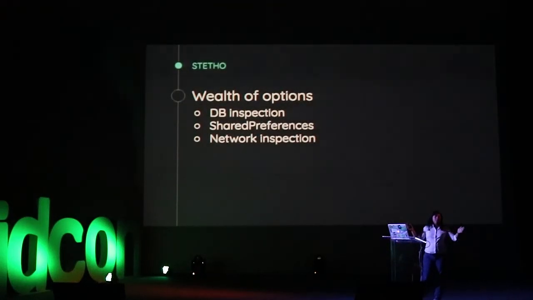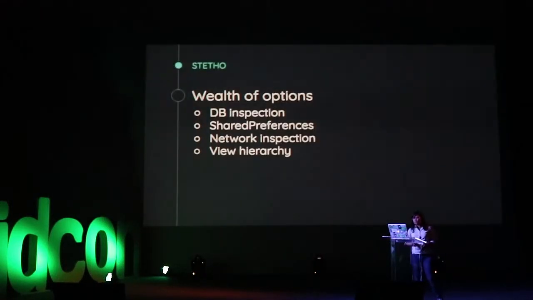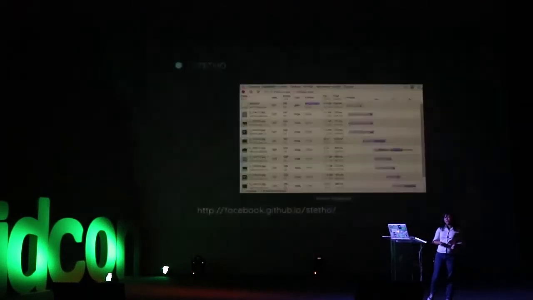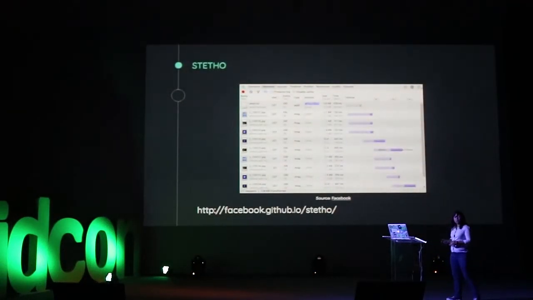So it essentially brings together a bunch of tools that we use separately. Instead of using Charles to do network inspection or Postman or something, you can just use Stetho too. It shows you your view hierarchy, and it comes with dumpapp. Dumpapp is a command line tool, so you can write your own Python scripts, and it essentially means you can modify your shared preferences or something from the command line. They ship with a couple of sample scripts, so you can check out their GitHub repo.